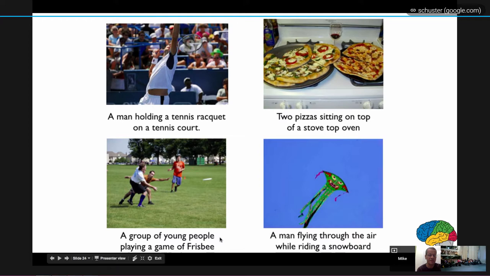Yes. But then, of course, you have errors. A man flying through the air while riding a snowboard. So you see, it could be a man flying through the air while riding a snowboard, but it's just a kite. And this is, of course, an error. But still, it was quite interesting to see that a simple sequence model with the right input can do these tasks.